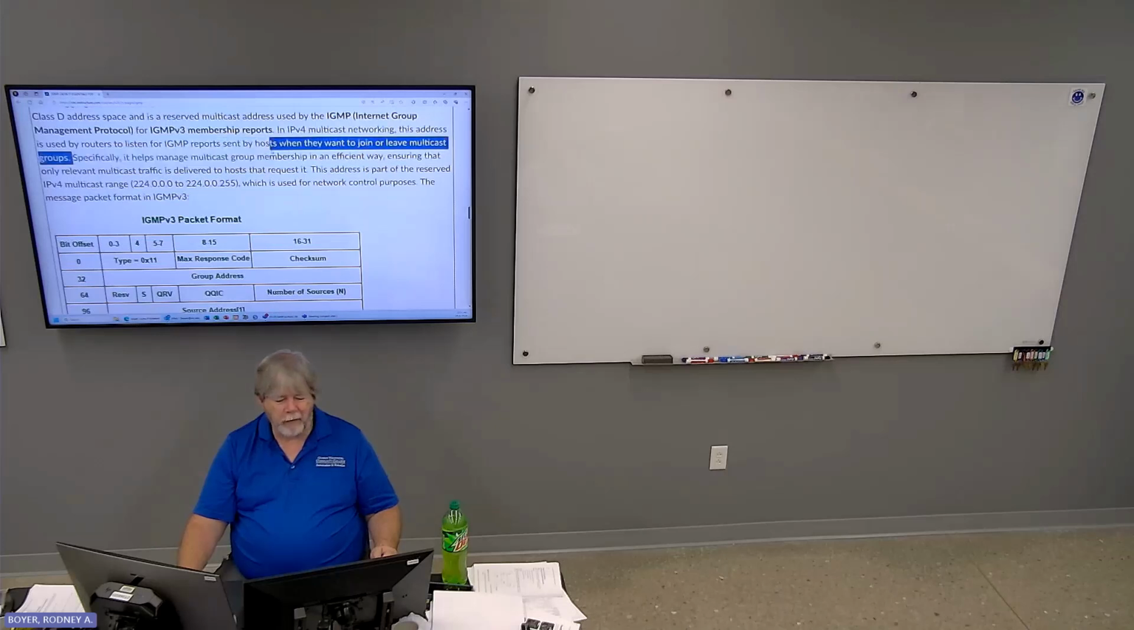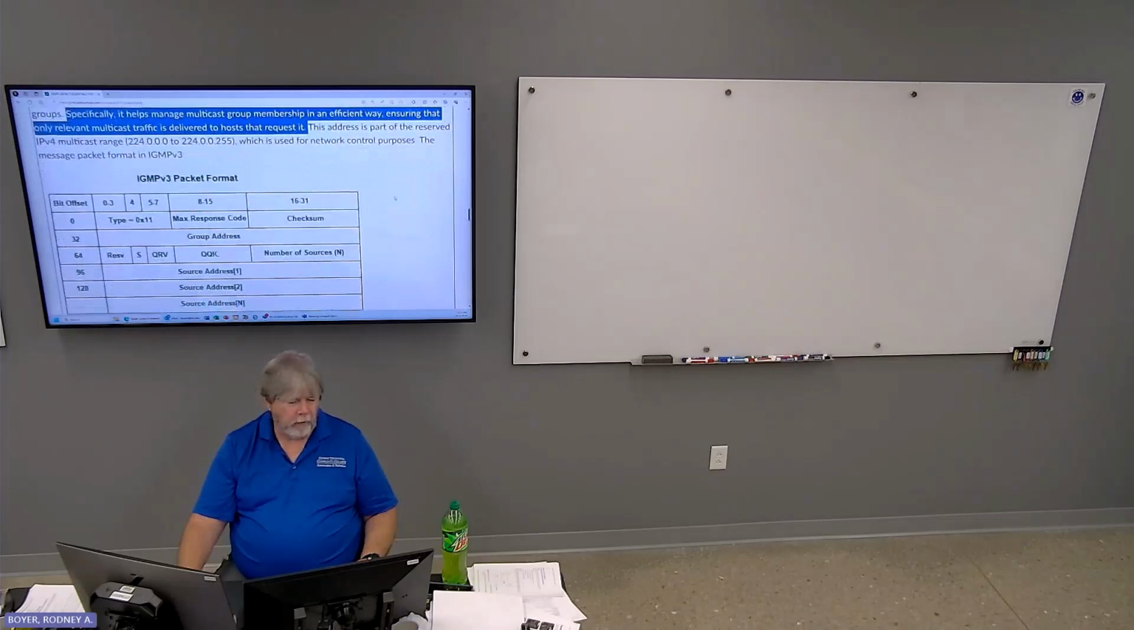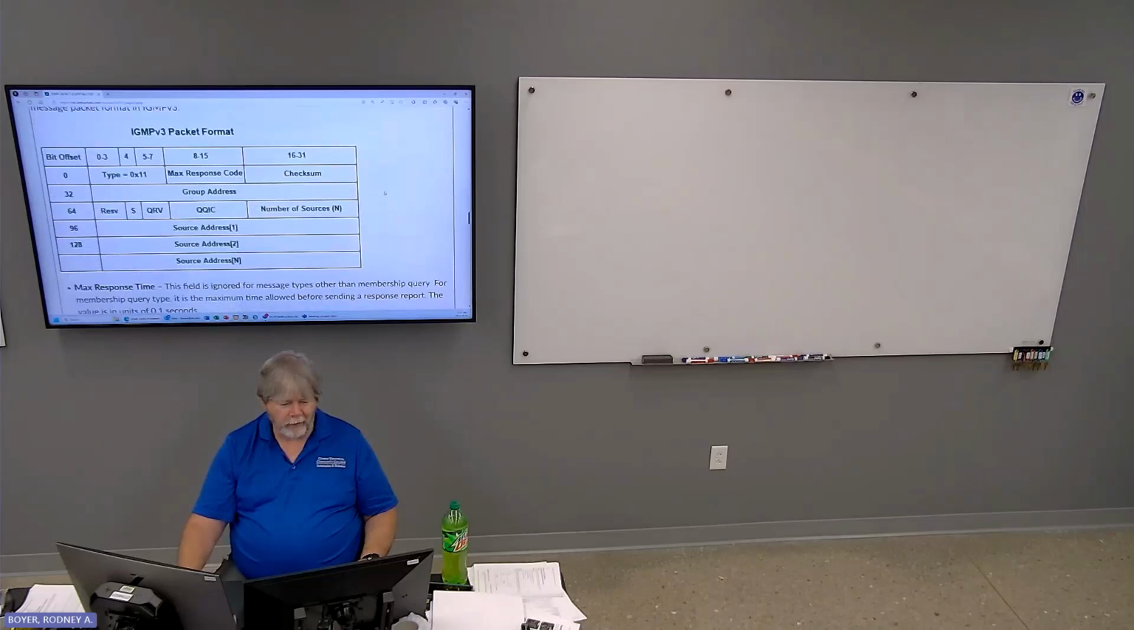IGMP helps manage multicast group membership in an efficient way, ensuring that only relevant multicast traffic is delivered to the hosts that request it. Part of the reserved IPv4 multicast range, which is used for network control purposes. And that's what the V3 packet format looks like.